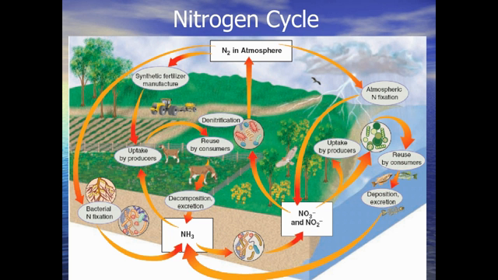Nitrogen cycle. Out of all the cycles, it has the most complexity. Not really complex, but some things might be new to you. There's a lot of interactions here. Really, we kind of break it down to this.